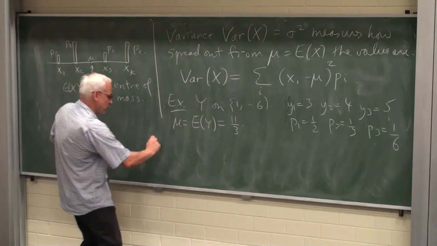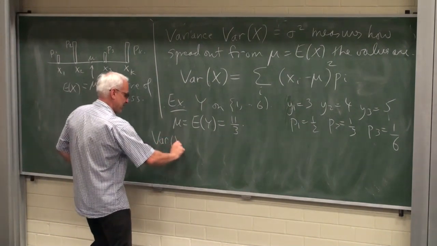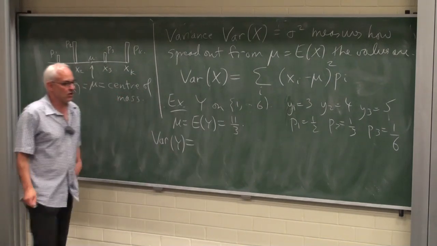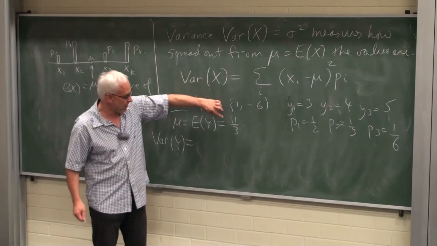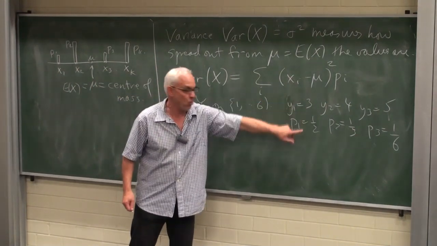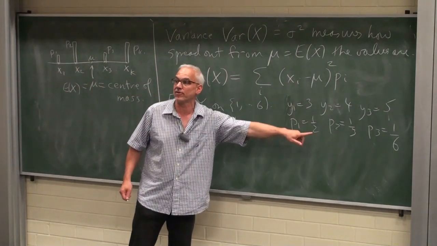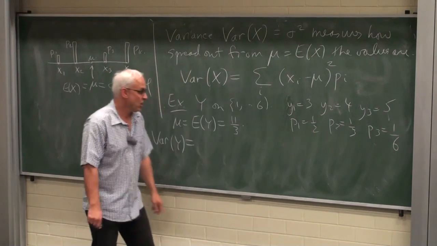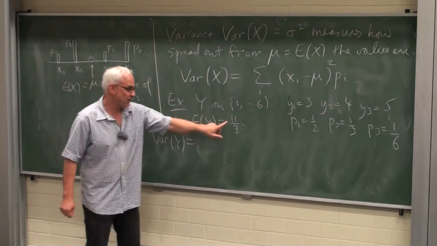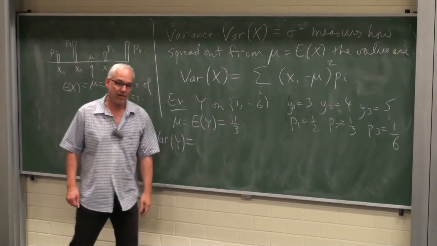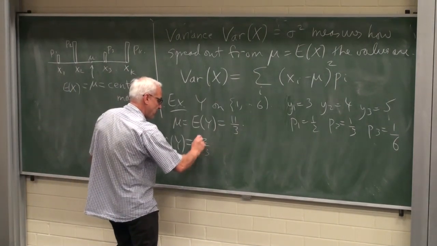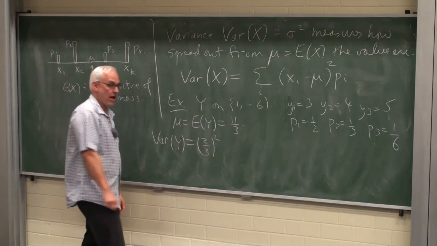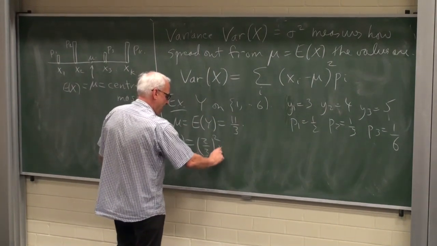All right, now to calculate the variance, we have to form the sum. We have to take differences between the mean and the various values and weight them according to the probabilities. The first one will be the difference between 11/3 and 3. So 3 is like 9/3, that's 2/3. We have to take 2/3, square it, and multiply by 1/2.